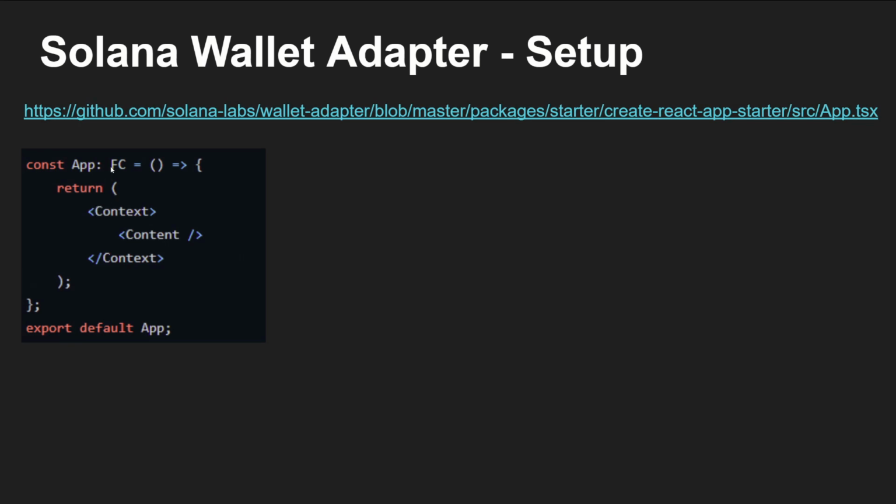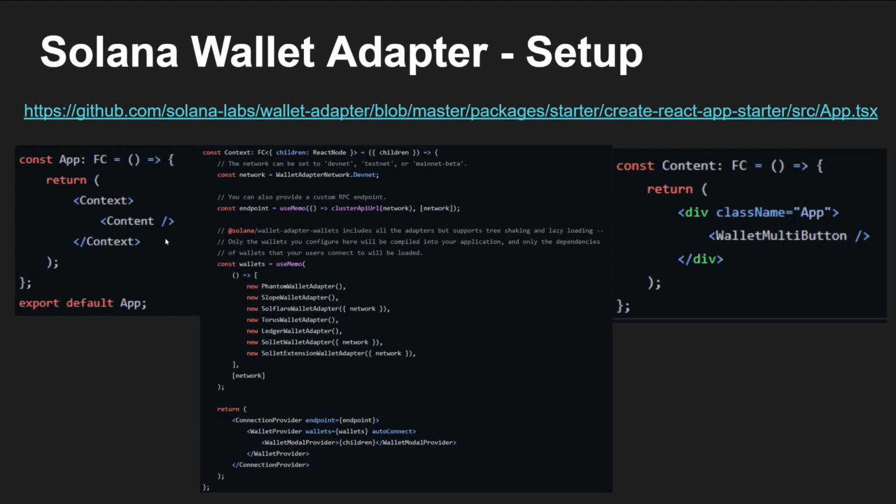So App, and you see this weird syntax where it says FC equals parentheses and returns a function. This is something called functional components. Don't worry about it. Just accept that it is what it is. The important part is the syntax for our HTML is still the same. So inside our App component, we call two components, Context and Content. And here they are. Here's where they're defined. The middle one is Context and the right one is Content.